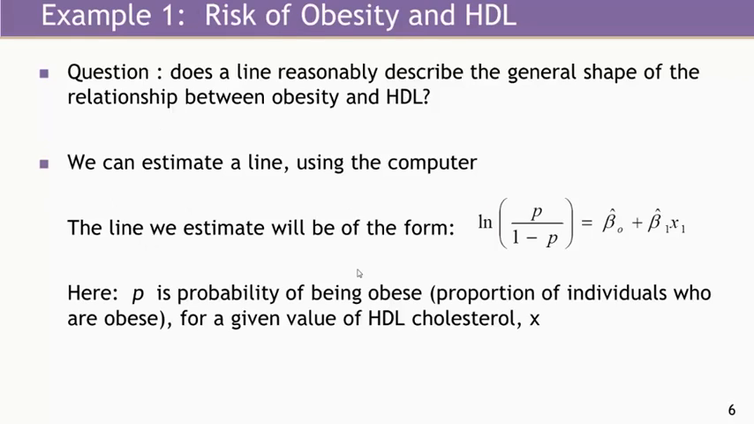15% of the sample is classified as obese, using their BMI measurement to make that classification. So the question we want to ask is, can we estimate the association between the risk of being obese and HDL cholesterol level? And we can certainly use logistic regression and estimate a line that relates the log odds of being obese to a linear function of HDL cholesterol. In this formulation, P is the probability of being obese, this is the log odds, and X1 is the HDL cholesterol level in milligrams per deciliter. We can certainly get the computer to do this. The question is, is this a good idea?